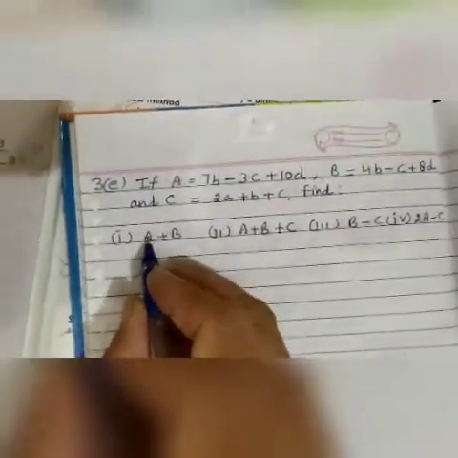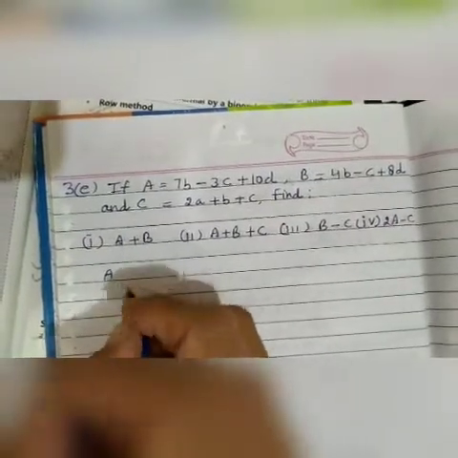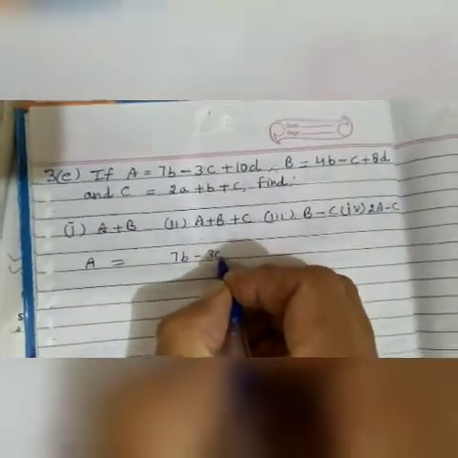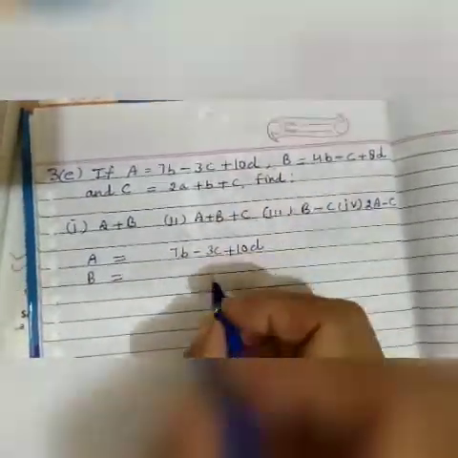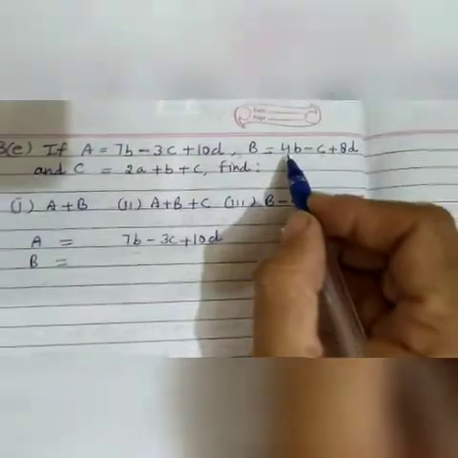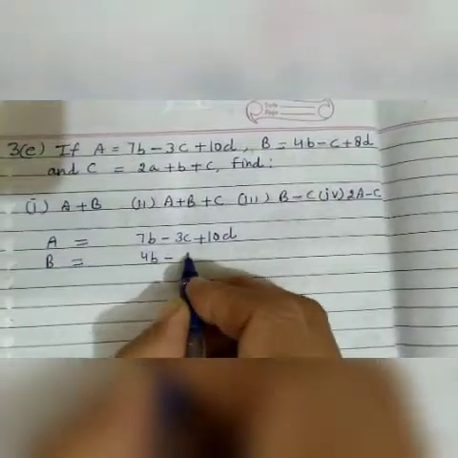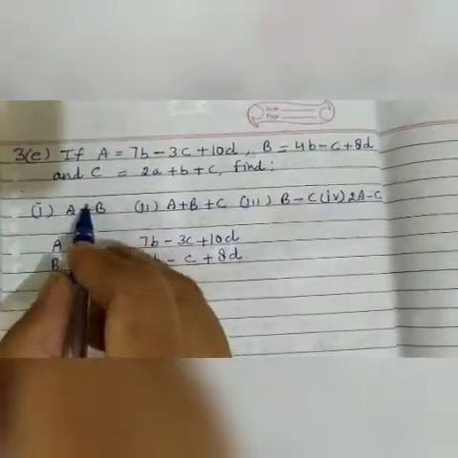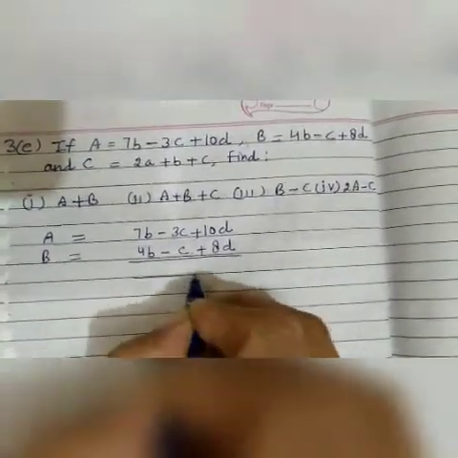So I have copied this question also here. How will we do it? See, a plus b. A plus b means, what is a? A is 7b minus 3c plus 10d. Then b. B is 4b. See students, how we will write this algebraic expression: 4b, it is plus 4b. Minus c, we will write it minus c, then plus 8d. Now what do we have to do? We have to add. So simply we will add as we did earlier.